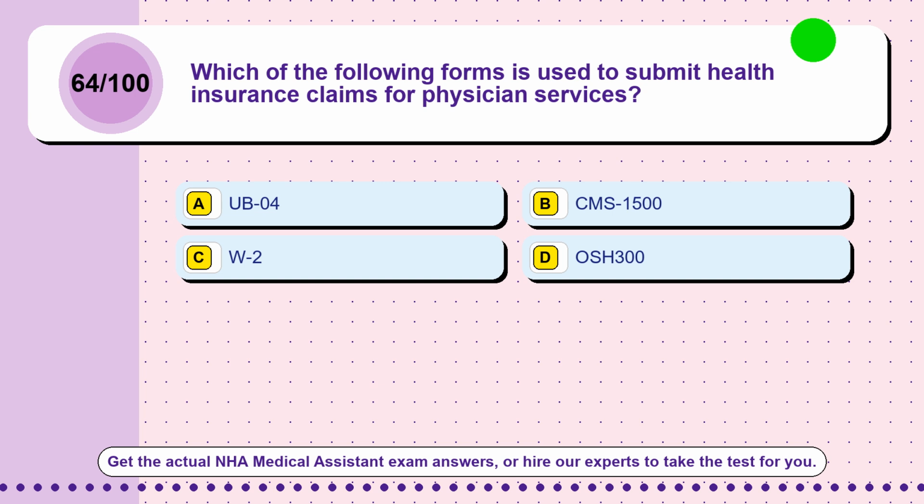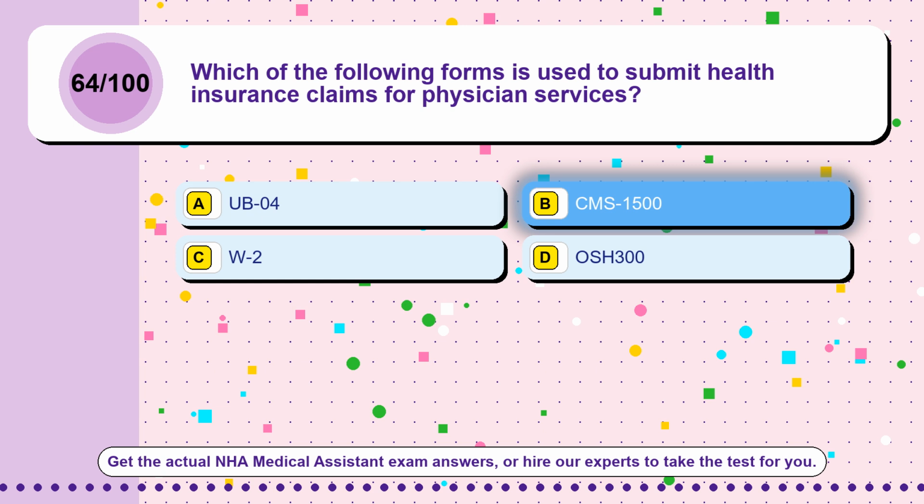Question 64. Which of the following blood components is responsible for the initiation of the coagulation process? Option A. Erythrocytes. Option B. Leukocytes. Option C. Thrombocytes. Option D. Hemoglobin. The correct answer is option B.